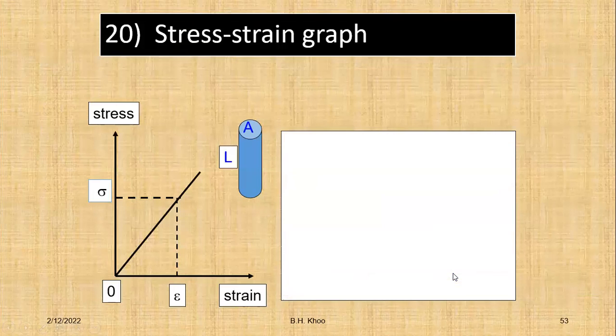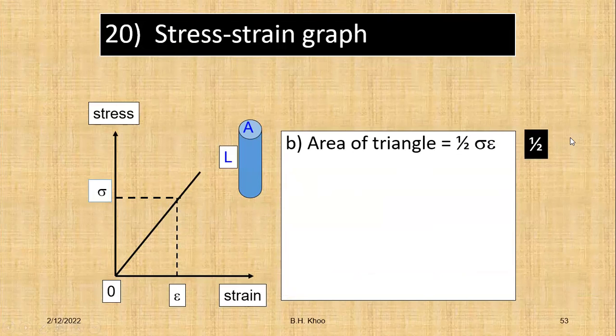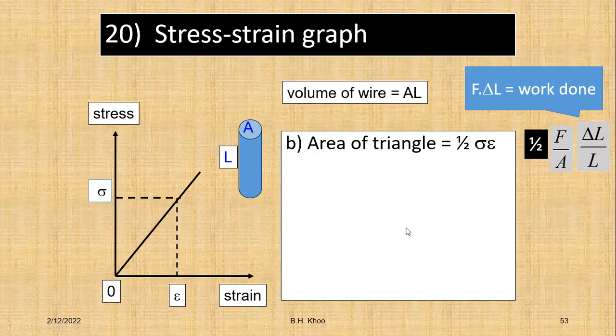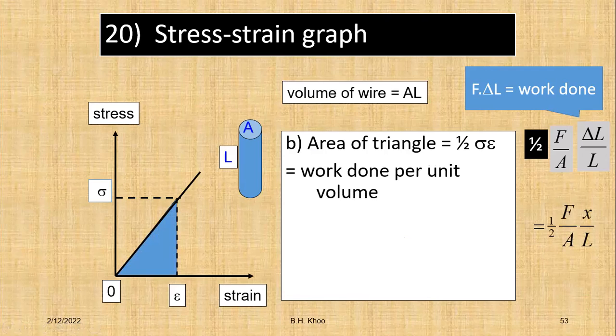Stress-strain graph, same thing. Right? Area of this triangle, if that's your strain, this is your stress. You get the area of the triangle as half sigma epsilon. Right? Sigma is F over A. Epsilon is your extension over the original length. Okay, so this one is work done, F times delta L is work done. That one is your volume of the material. Right? AL is the volume of material. So we can call it work done per unit volume.